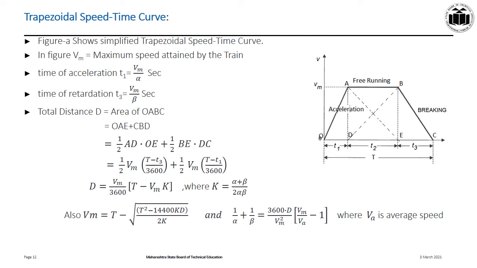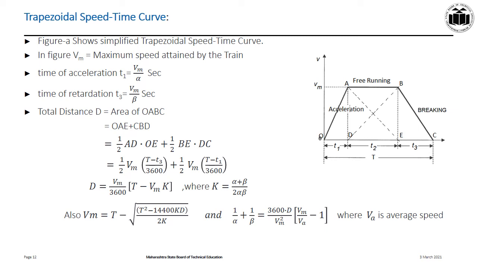The area of the two triangles can be calculated by 1 upon 2 AD into OE plus 1 upon 2 BE into DC. This can be solved by 1 upon 2 Vm into (T minus T3) divided by 3600 plus 1 upon 2 Vm into (T minus T1) divided by 3600. After solving this equation, we can calculate the distance travelled by the train. D is equal to Vm upon 3600 into T minus Vm into k, where k is equal to (alpha plus beta) divided by 2 alpha beta.